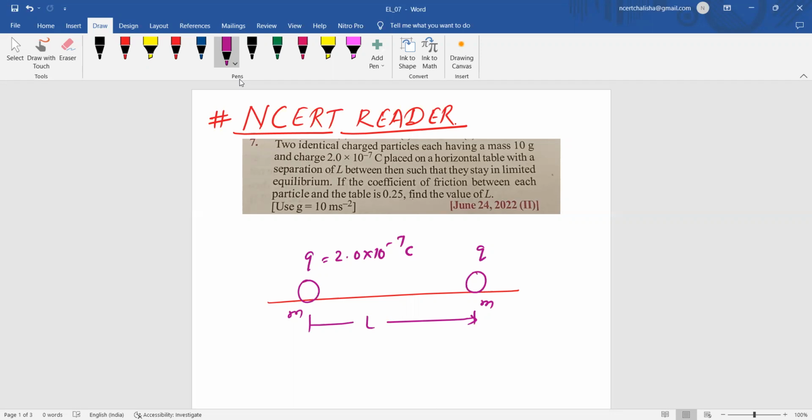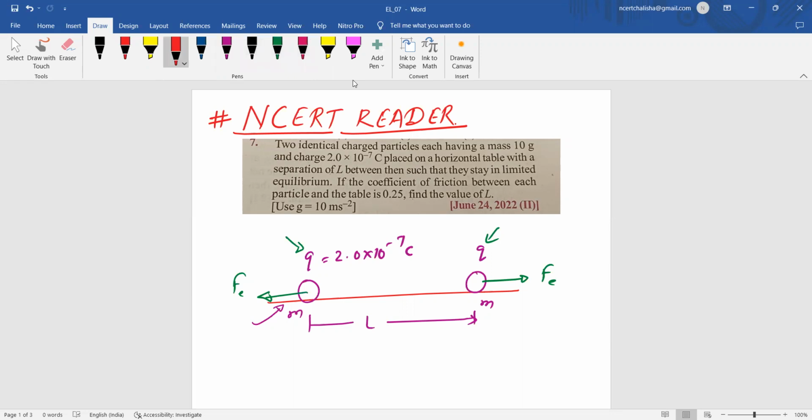Now it is given that they are in limiting equilibrium. Limiting equilibrium means that there is friction between this sphere and the table. This charge repels the other charge with some force, and this other charge also repels this charge with the same force. This is the electrostatic force due to the charge, the Coulombian force. We know that whenever two charges are there, the Coulombian force will be there. It is attractive or repulsive depending upon the nature of the charge.